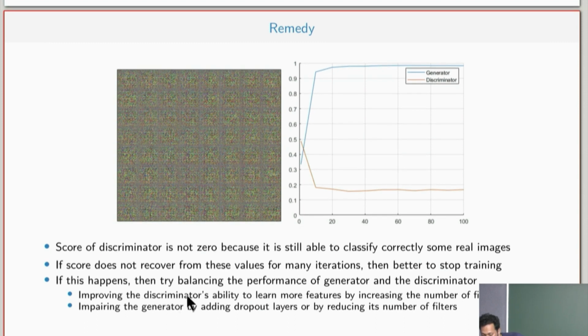In this case, maybe the discriminator requires more filters, and you may need to impair the generator by adding some dropout layers and so on, or by reducing the number of filters. These are some general strategies given to you. You may try them, because it also depends on what type of architecture you're using, ResNet or UNet or all those things.